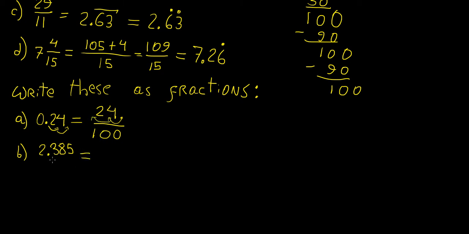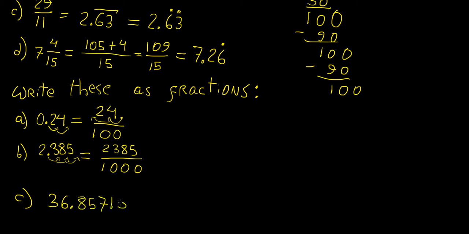For this one, we have the same situation, only that here we just need to do 3 decimal places. So that means that if we multiply this thing by 1,000, that becomes 2,385. And then we're going to divide this by 1,000. Same thing if you had something like this, 36.85713. In this case, all you will need to do is just multiply it by some factor of 10 that would actually move the decimal point 5 decimal places to the right. So that's going to become 85713. In this case, we have 5 decimal places to the right, so that's going to be 100,000 here.